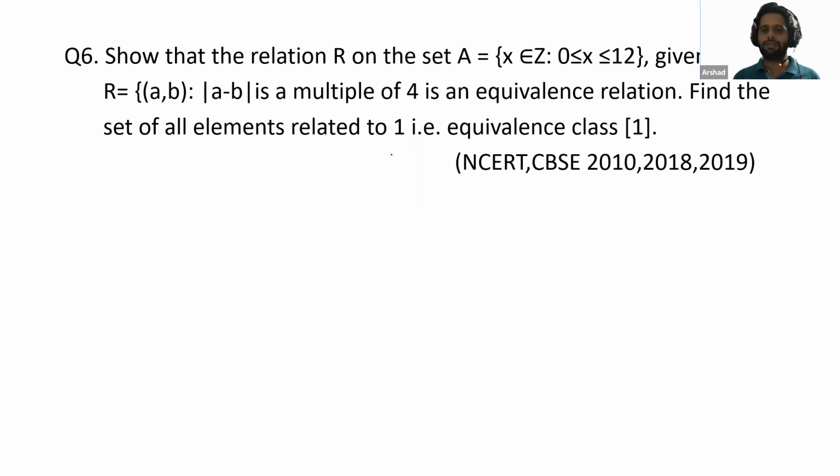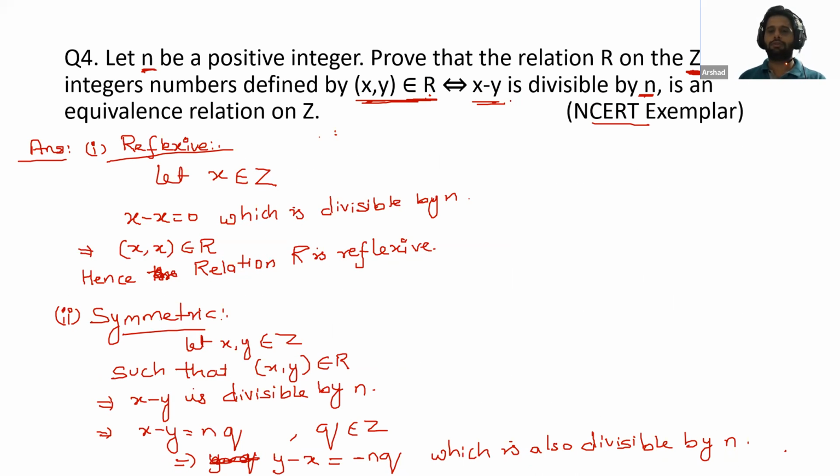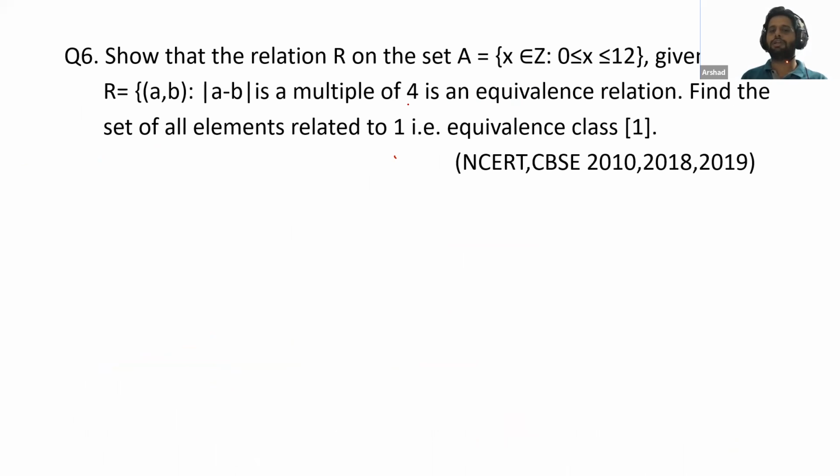We have done a similar type of question here. I will show you this one. Here they are saying that this is divisible by n, and in this question they are saying it is a multiple of 4. So both questions are somewhat similar. Please try to complete this and let me know if you have any doubt. This is a very, very important question. Then I will help you solve the equivalence class. First of all, please complete the reflexive part and let me know. After that we will start the next.